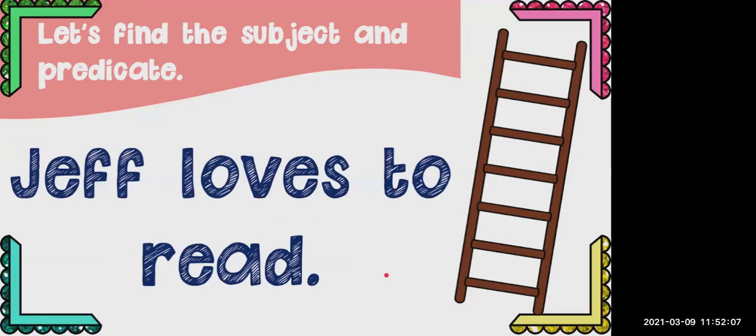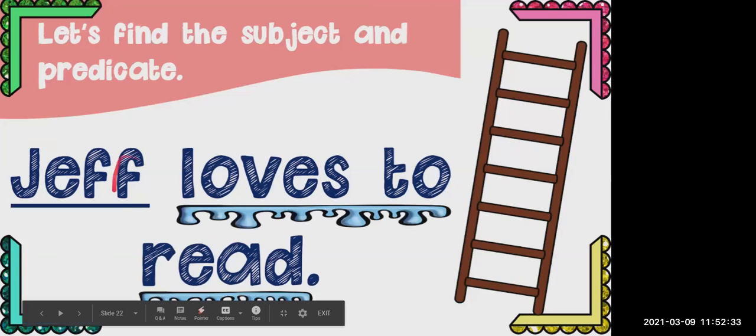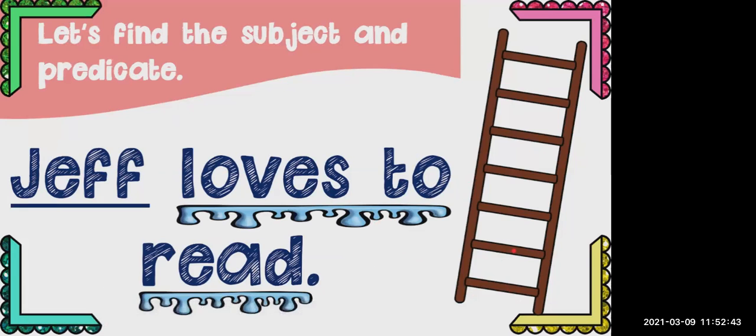All right, now it's your turn again. Jeff loves to read. What is the subject of the sentence? Who or what is doing the action in that sentence? It is Jeff. Good. What does Jeff do? What's his action? He loves to read. So Jeff is the subject. Loves to read is the predicate. So if you got that one right, you get to step up to the next ladder ring.